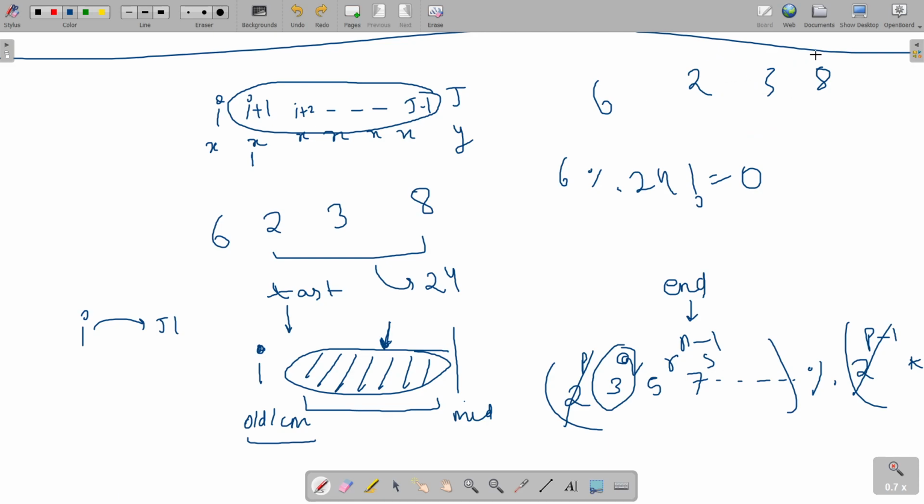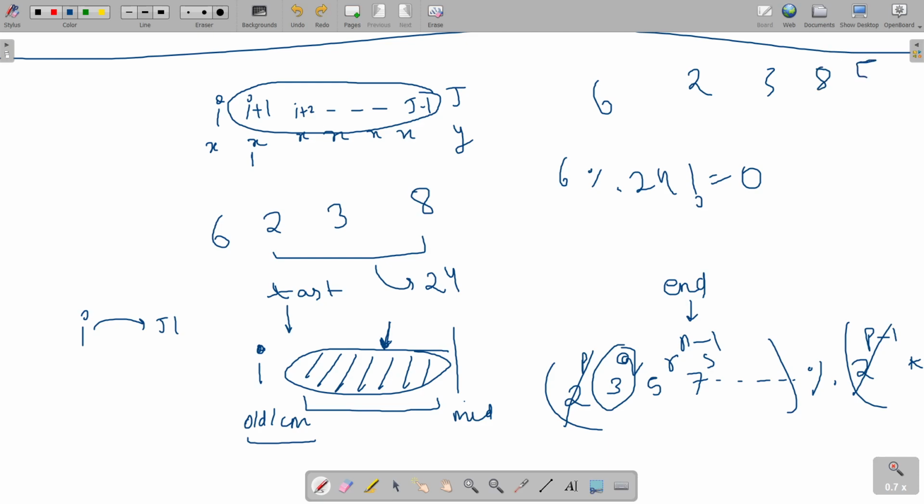Suppose then our mid value becomes this. Then we will check, does this region from I plus 1 to mid, does this region's LCM divide 6? The LCM of this region is 6, so it does divide 6. So that means the j value, the point where the LCM changes, does not lie in this range. And then finally, suppose our binary search mid is here.